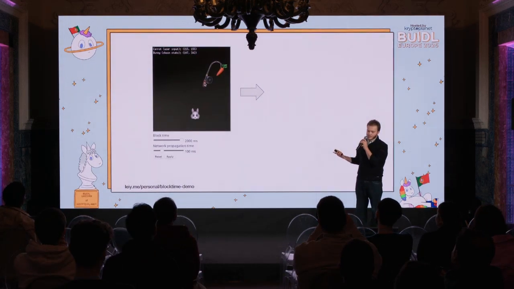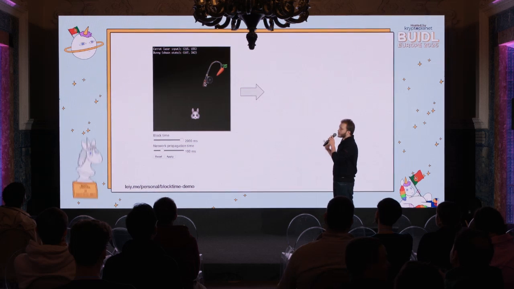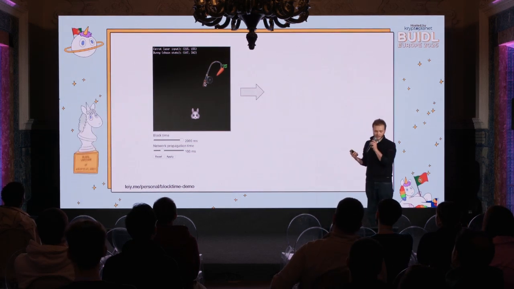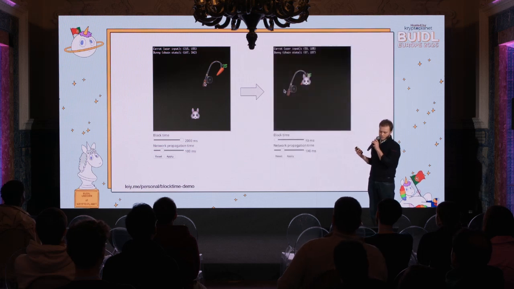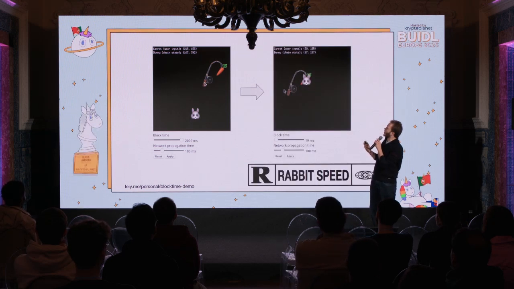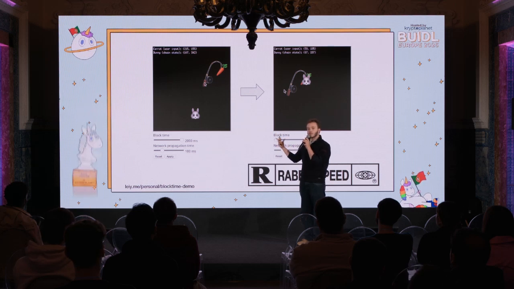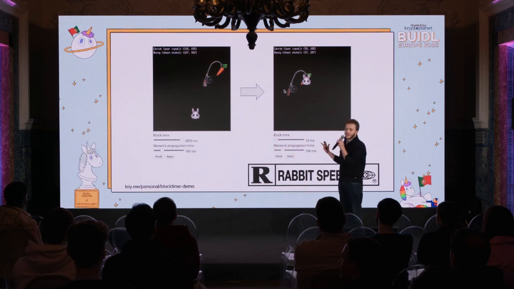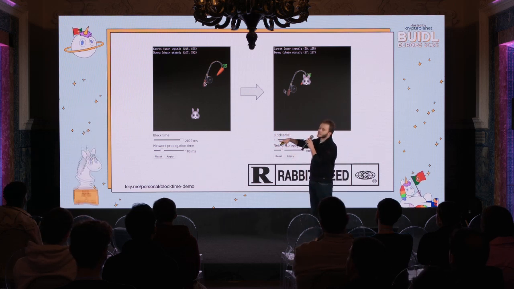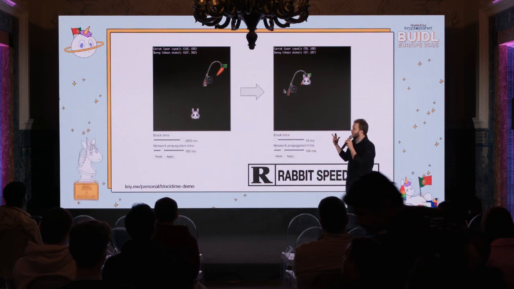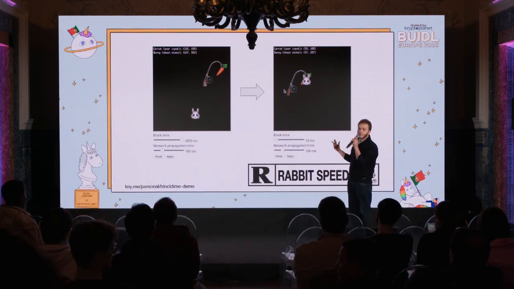So consider this application. You have a carrot on a stick, it's being moved by the user, and then the rabbit has to run after it. On a traditional blockchain, it looks like this. Basically, here the block time is 2 seconds. Here the block time is 10 milliseconds. On this one, the rabbit jumps to where the carrot was. On this one, it chases it pretty closely. The only latency here mainly comes from network propagation.